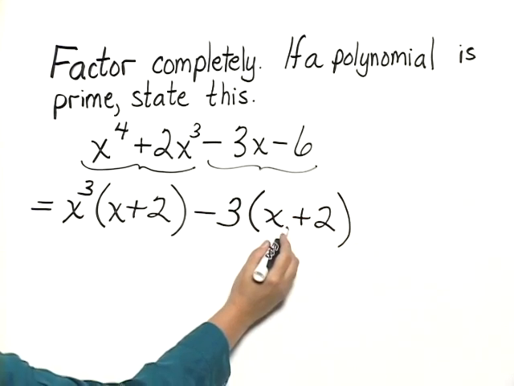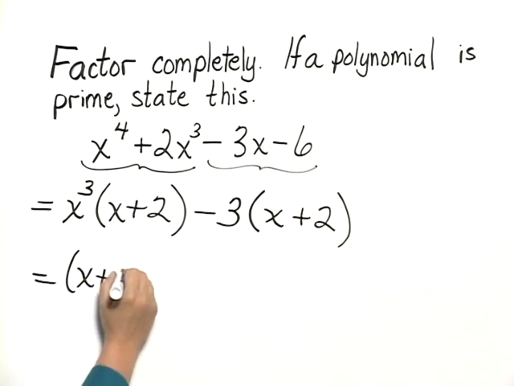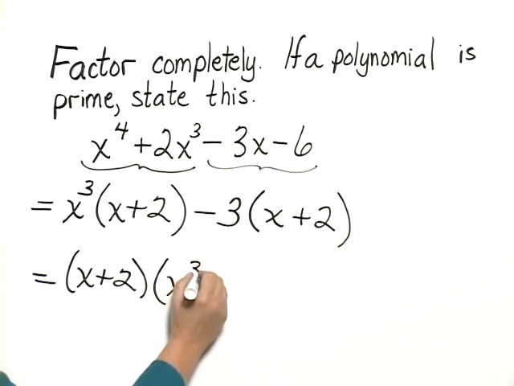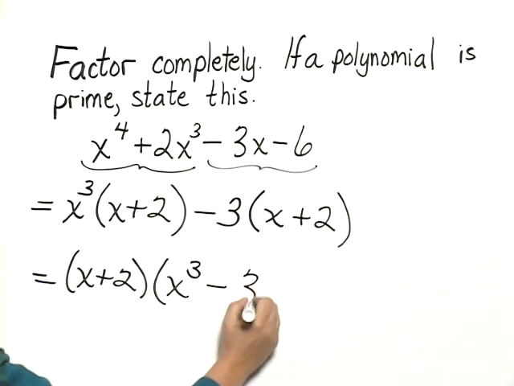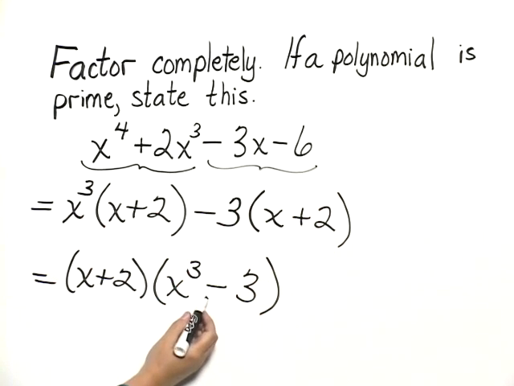I have a common binomial factor, so I can factor that out. I write x plus 2, and then I write the x cubed minus the 3. Checking my binomials, I do not have a binomial that factors further, so I'm done.